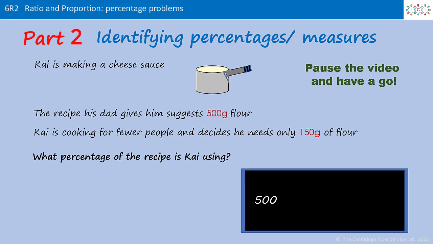500 grams is the total that's suggested, but Kai is using 150 grams, so we put 150 grams over 500. We need to turn the denominator into 100 to find the percentage. 500 divided by 5 takes us to 100, which means we need to divide 150 by 5, and that's 30. We have 30 over 100, which means that Kai has used 30% of the suggested recipe.